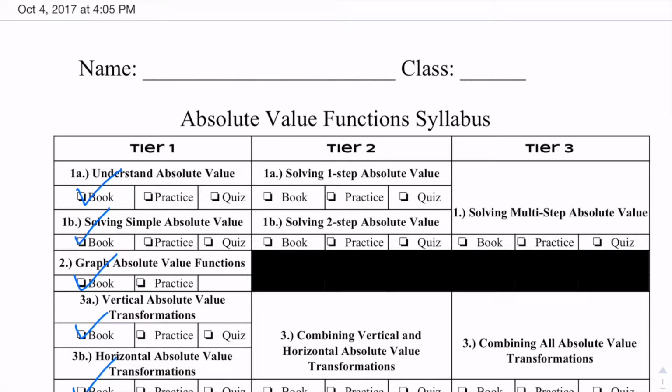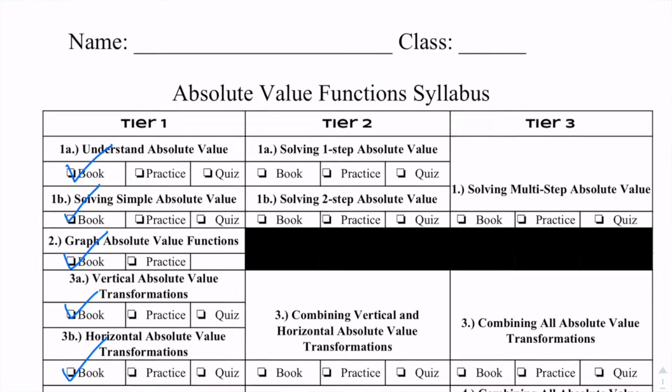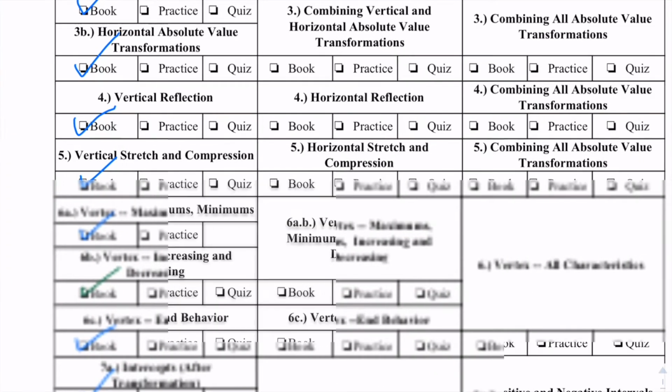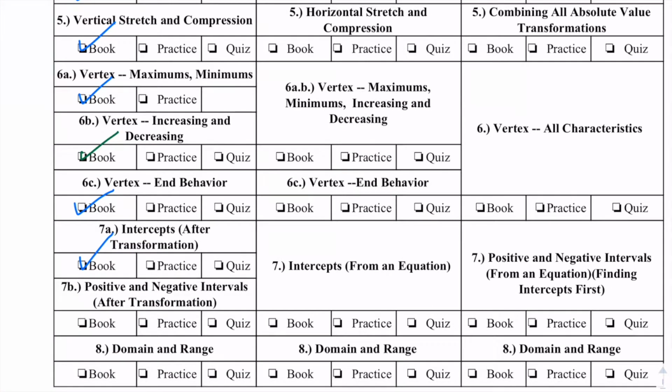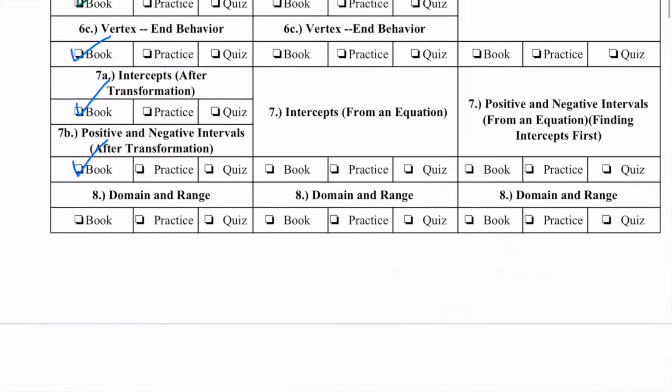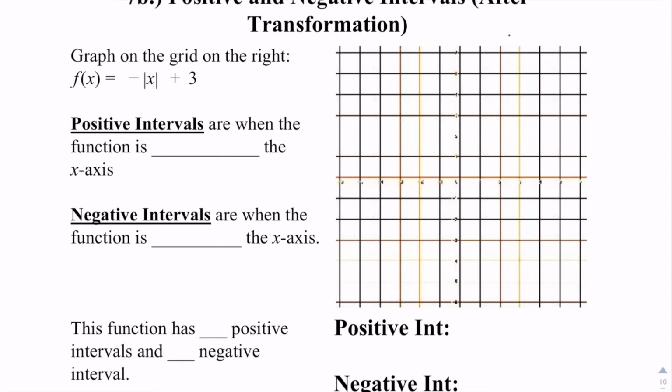We're back in our absolute value function syllabus, and we are down here to lesson 7b, positive and negative intervals after transformation. So let's check that off our booklet and then scroll down. So here we are at positive and negative intervals after transformation. So let's take a real quick peek here at our function and circle our transformation.